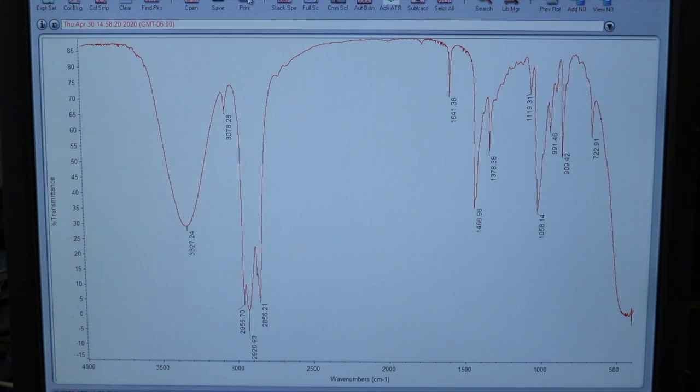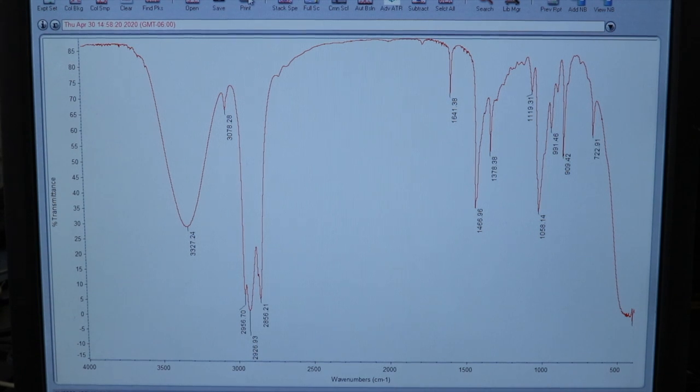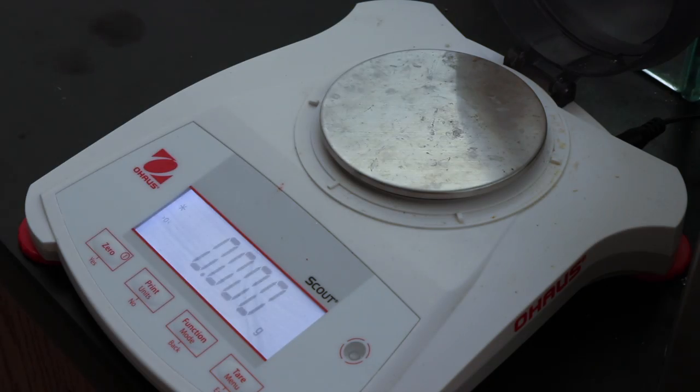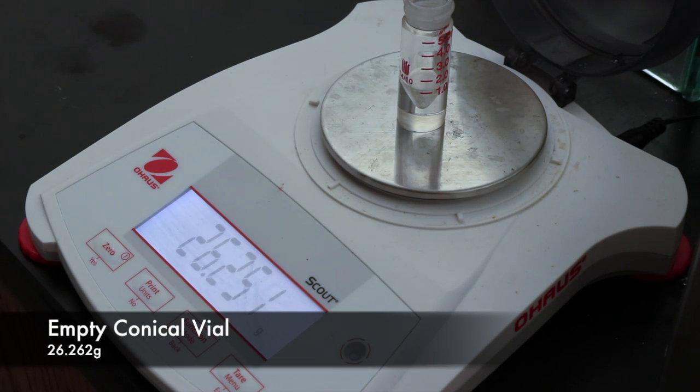So I definitely was able to produce the 1-octanol product, but it looks like I still have some 1-octene contamination left over, which you can see in two spots. The peak at 1641 would be for the carbon-carbon double bond, and the peak at 3078 would be for the hydrogens coming off of the alkene. I'll weigh out the empty conical vial, and that'll be it for this experiment.